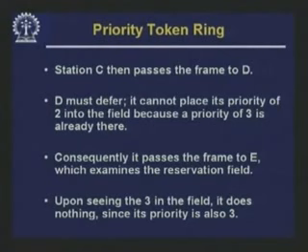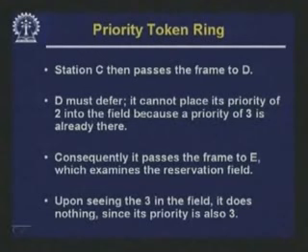D must defer, because if you remember, we had the priority of 1 to A, 2 to B and D, and 3 to C and E. So, it came from A to B, B put a reservation of 2, its priority, then C overrode this with a priority of 3. Now, D sees that there is a priority 3 waiting, and D only has a priority of 2. So, it has to defer. It cannot place its priority of 2 into the field because a priority of 3 is already there.